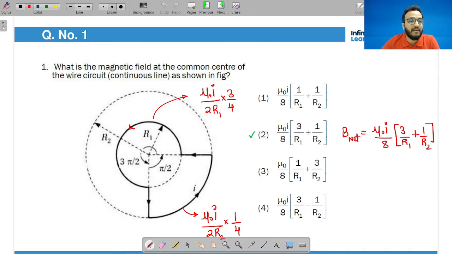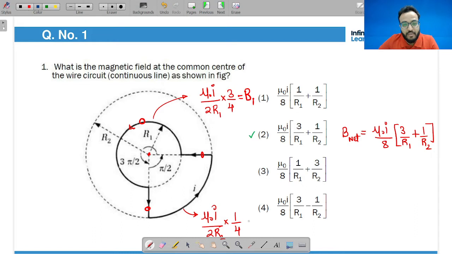Now we have a formula for some fraction of a circular coil. For example, in the first coil, 3/4 of the fraction is given, and of the bigger coil, 1/4 is given. These two wires are not going to produce any magnetic field here because this point is lying on their axis. Number two, how are you going to find the magnetic field B1? The magnetic field B1 will be mu naught I by 2 R1 into 3/4, because 3/4 of this complete circular coil is there.